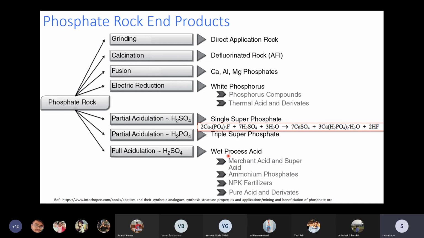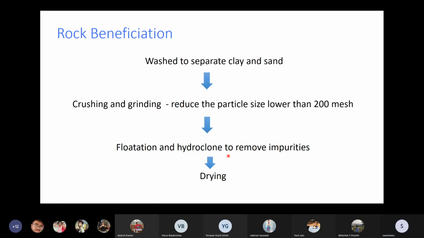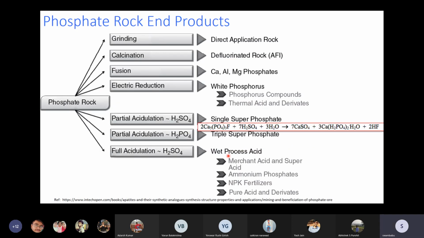Now, a quick note on beneficiation. If the purity is lower, we need beneficiation. If the purity is higher, we don't need beneficiation. That I already mentioned earlier. So let's say the beneficiated phosphate rock is there, with purity higher than 30%.